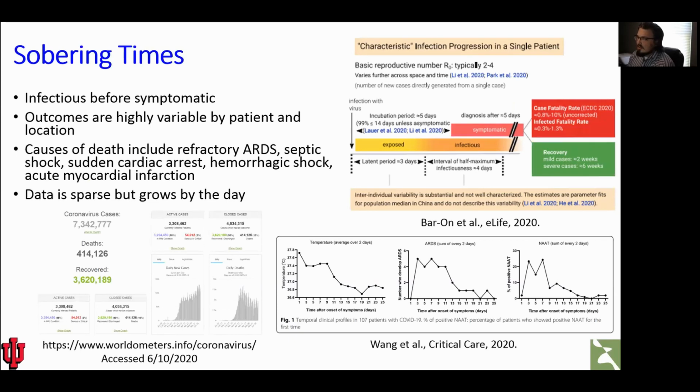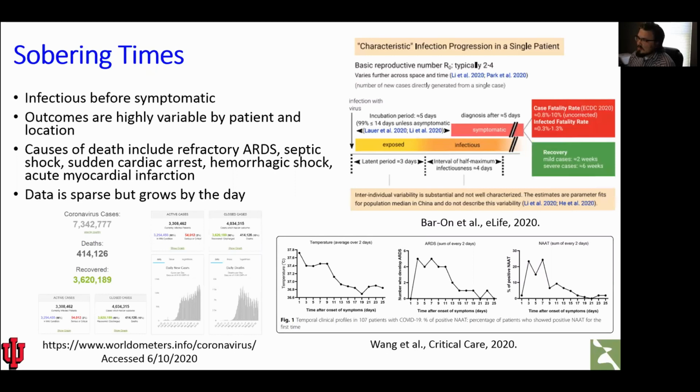We know, for example, that patients who have been infected are infectious before they're symptomatic, which makes it particularly difficult to track and contain outbreaks. We know that patient outcomes are highly variable, both from patient to patient and by geographic location. It's also difficult because the causes of death vary over a wide range of systems throughout the body, with complications in the cardiovascular system and so on and so forth.